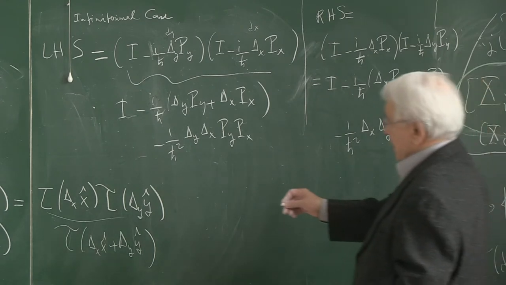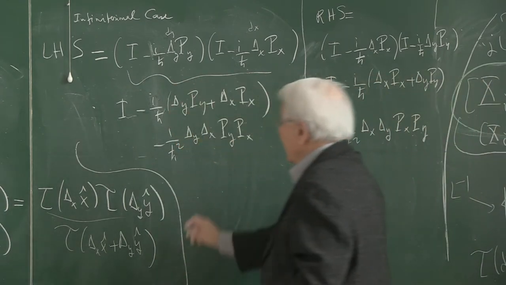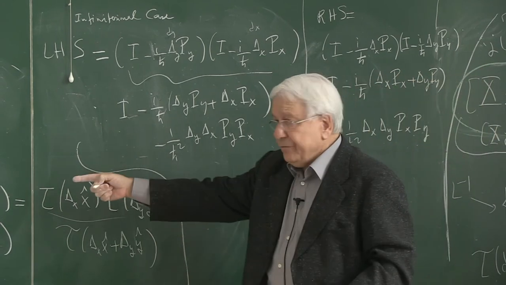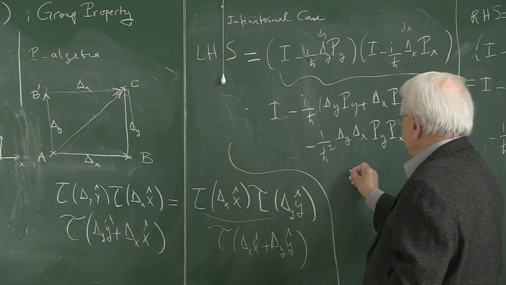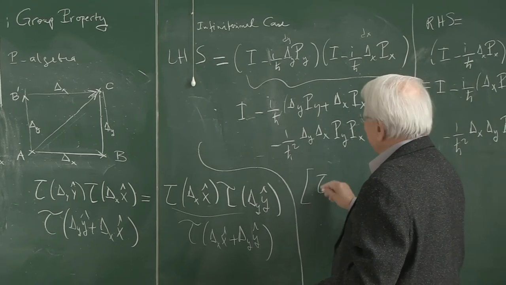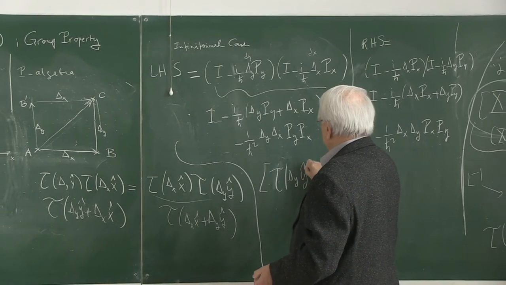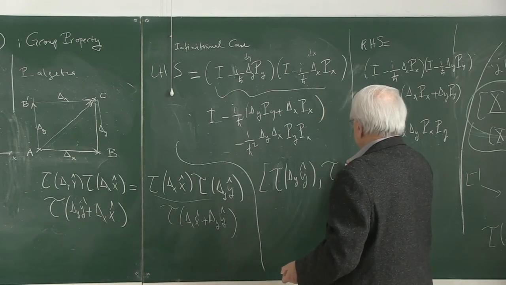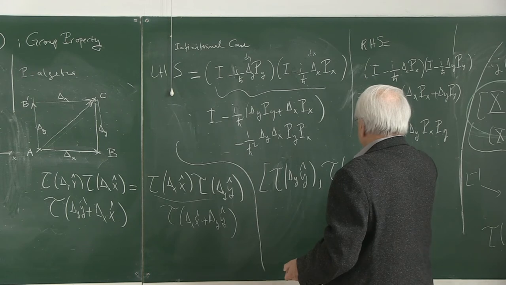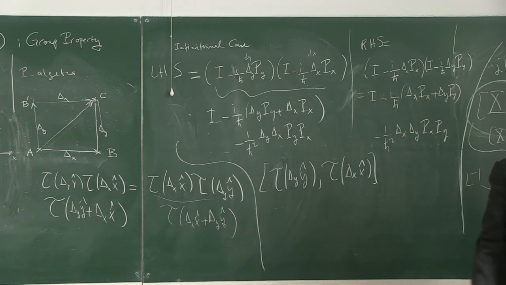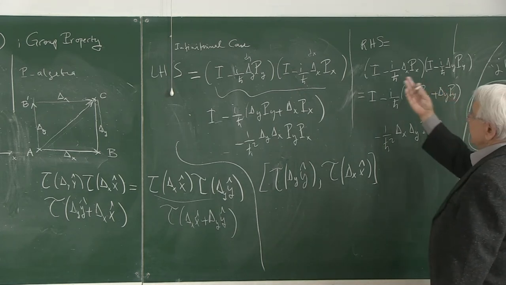So if I now do the following, if I move this term to the left and write it as a difference, what do I get? I get the following: T dy, T dx commutator, right? If you take it to the left, first term, second term, minus second term, first term is definitely the commutator of these two finite translation operators. So it means I move this to the left-hand side and take the difference.